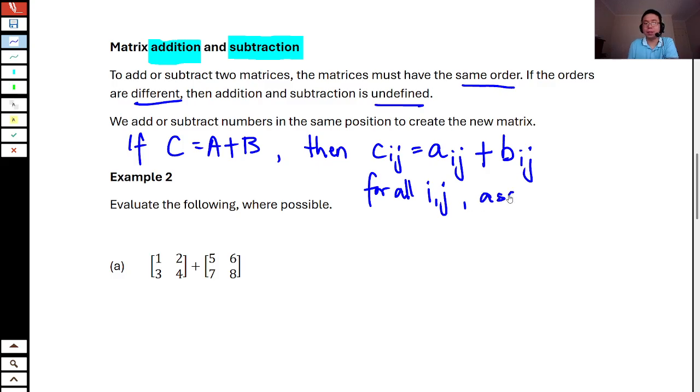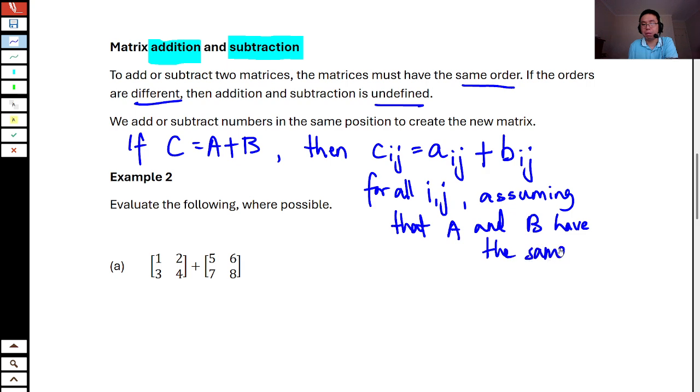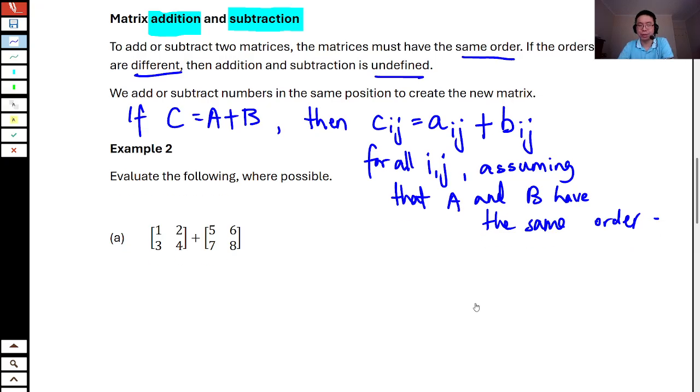And this assuming that A and B have the same order. Okay, you don't need to know that, but that's the way addition will be defined if you take more maths after leaving school and you work with matrices. So it doesn't hurt to see it once. But I digress. Let's do some examples.